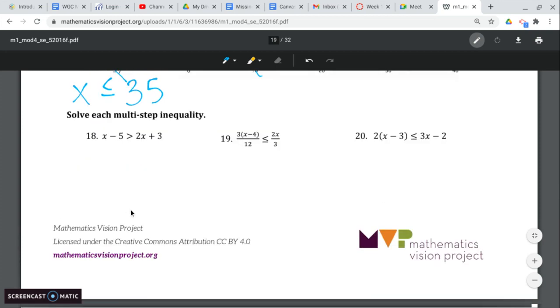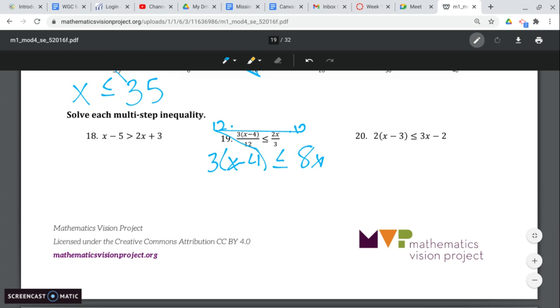All right, for number 19. So 19 is probably the most confusing one on here. In order to solve this, we need to multiply by the denominator. So we're going to multiply both sides by 12. That'll cancel out the denominator here. So we have 3 times x minus 4. Now, when multiplying by 12 here, 2 times 12 is 24, so we have 24x over 3. 24 divided by 3 is 8. So we have 8x.